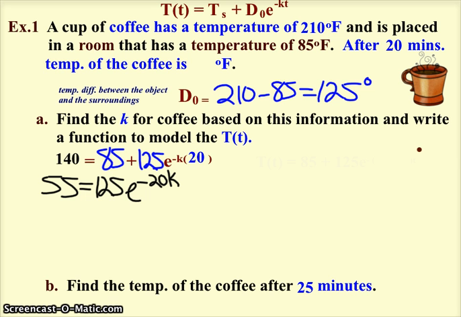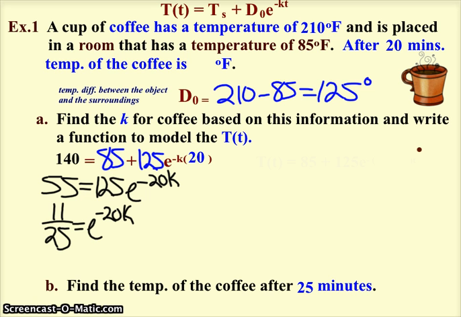Now when I divide this, you can leave it as 55 over 125. You could divide by 5, which I think I'll do as far as reducing the fraction. So 55 over 125 reduces down to 11 over 25. And then I'm at e to the negative 20k.